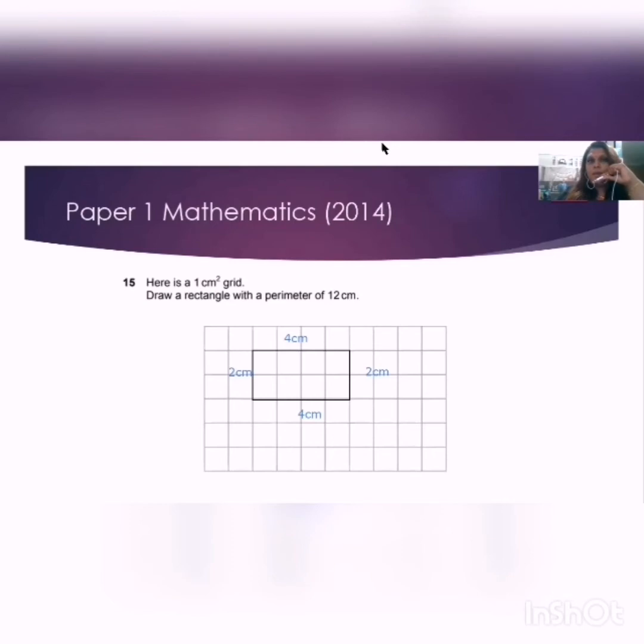Here's another way of doing it. Let me erase it first. Just remember this, the perimeter of this rectangle has to be 12 centimeters. I have another one here.